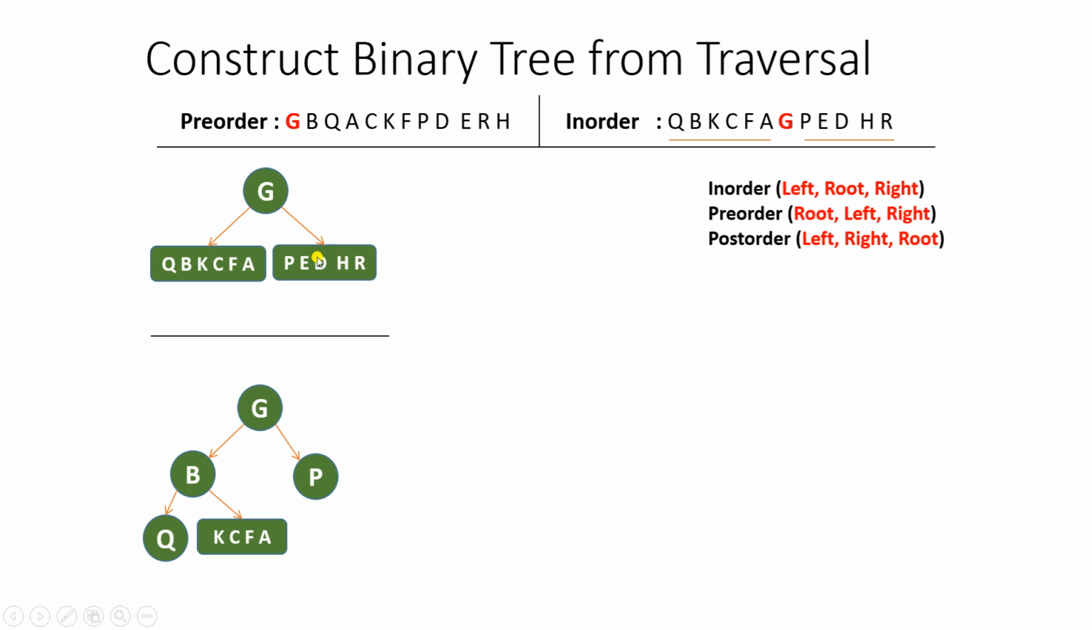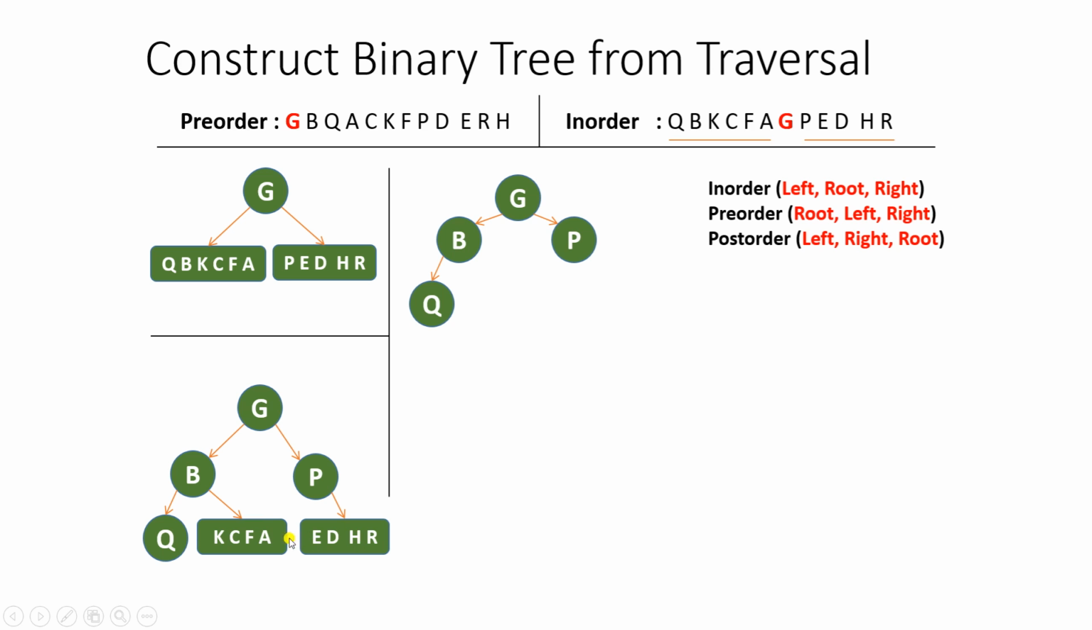Next you have P, because when we see the pre-order, P comes first before E, D, H, R. So P is treated as the first node. And when we check it with the in order, to the left of P already G is over. To the right of P we have E, D, H and R.